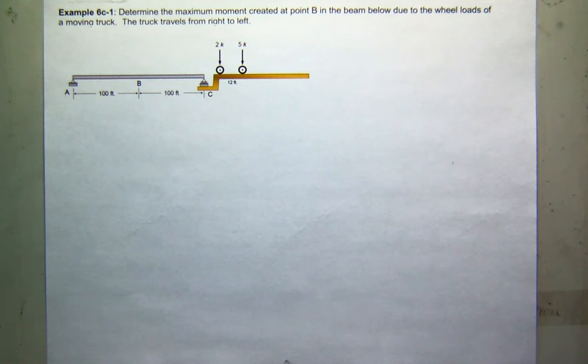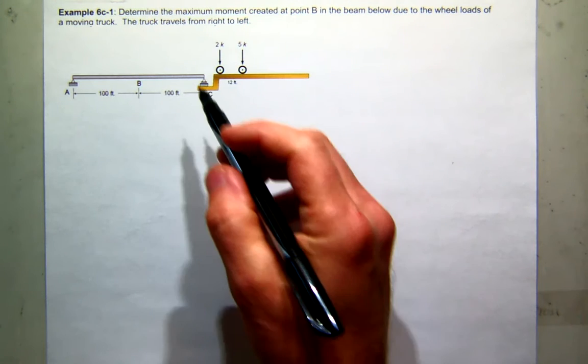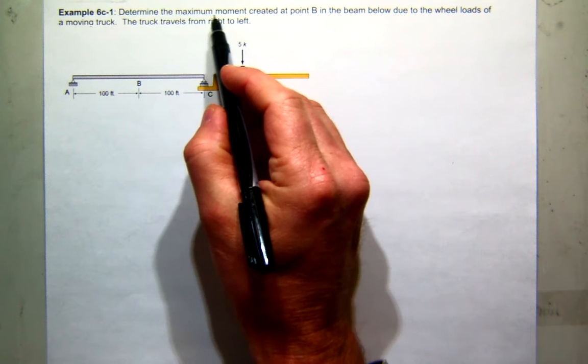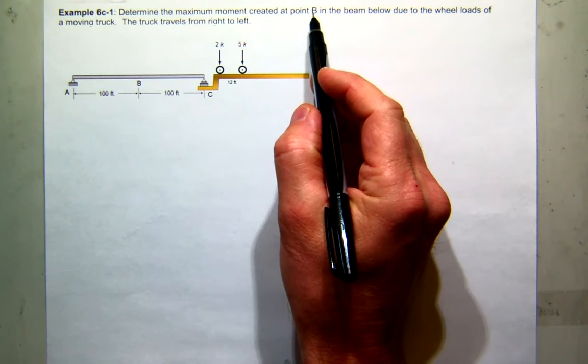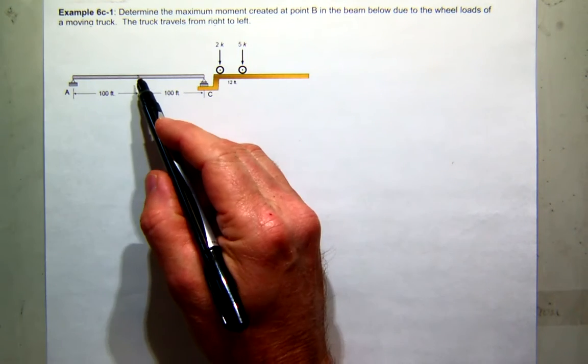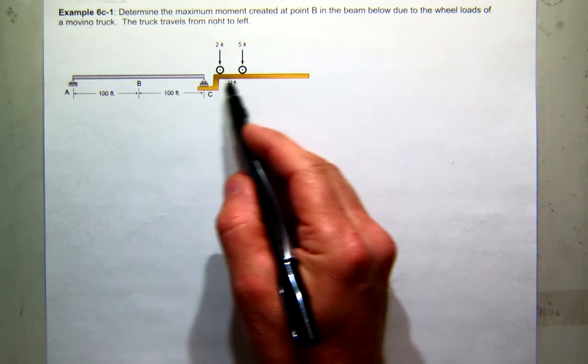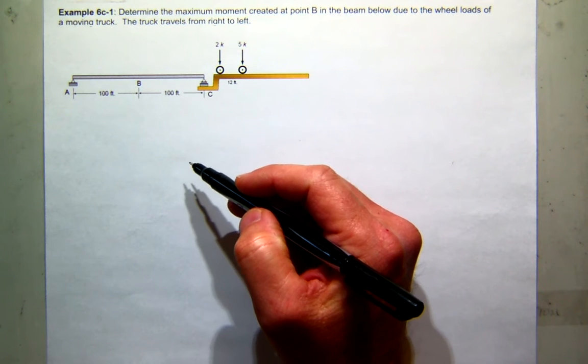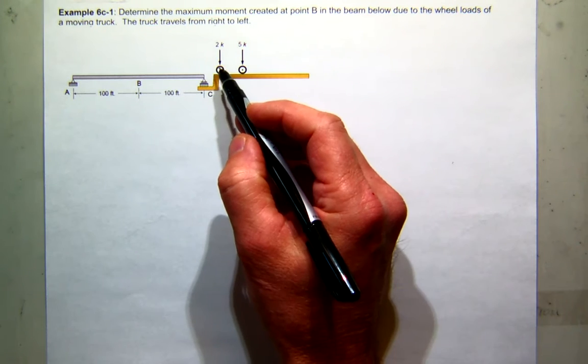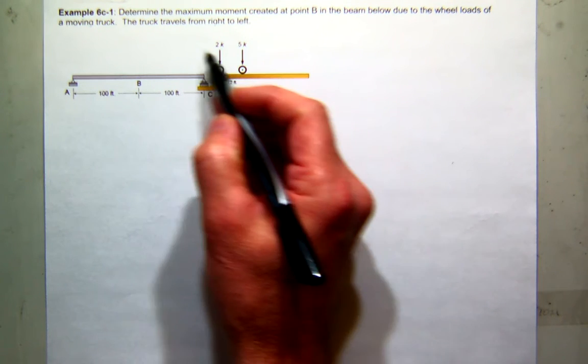Okay, so in this problem, we want to find the maximum moment. It doesn't say positive or negative. It just says the maximum moment that can be created at B, right out here in the middle, due to this little truck load here. Maybe like a pickup truck. And it's on the right side, moving to the left.